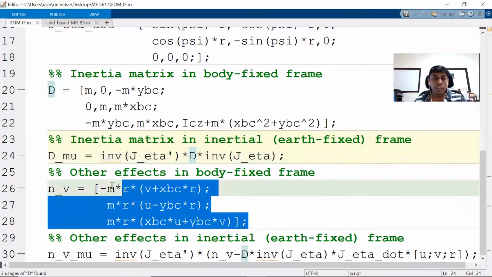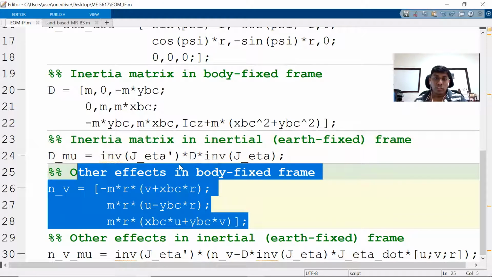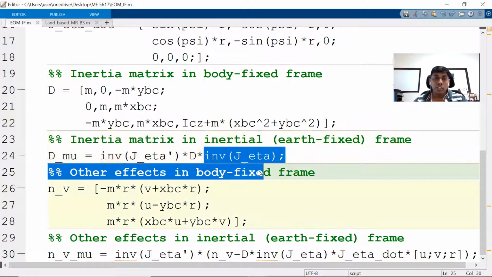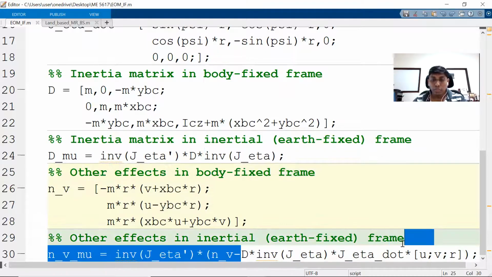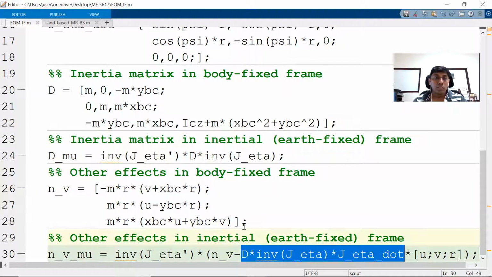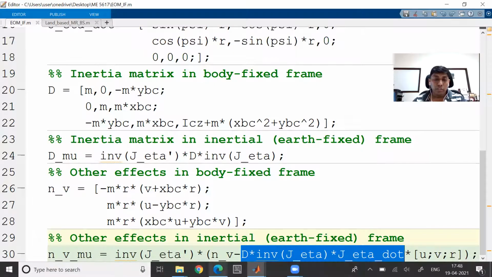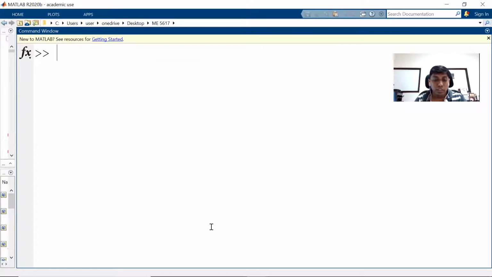Similarly, there are other effects, and this will also come with the residue. The residue is J dot into zeta. Already you have the inverse, so D into the inverse of J eta and all those things will come. That is what we have written here. Now if I run this, I can see the equation. The D of mu I have tried to simplify, otherwise it is very difficult to see.